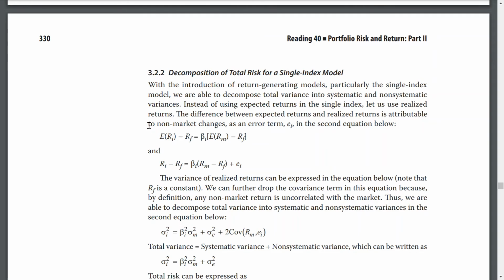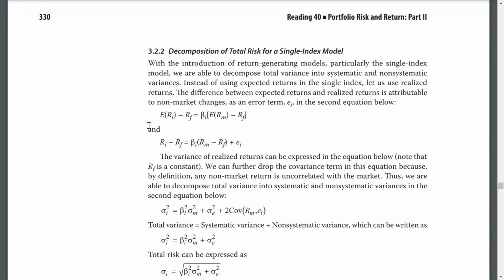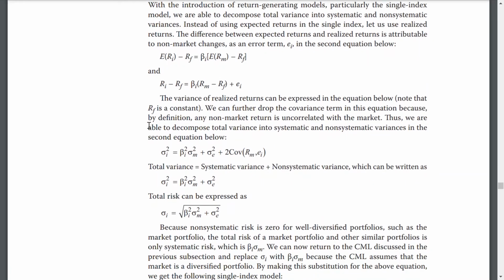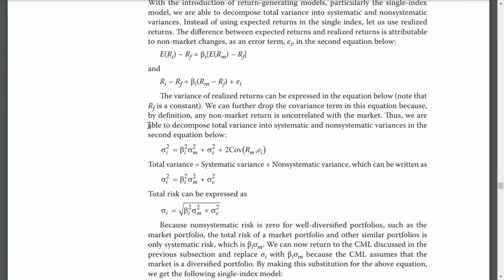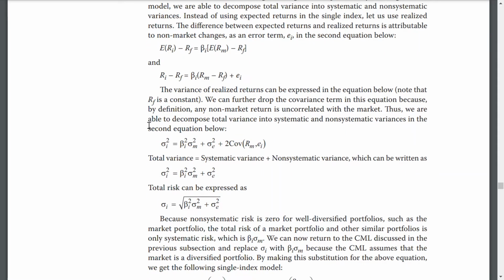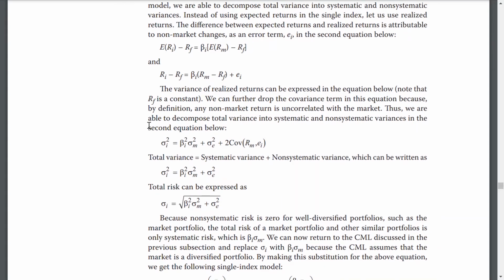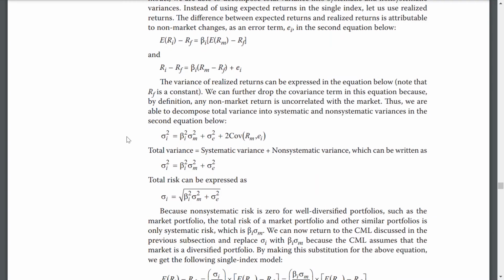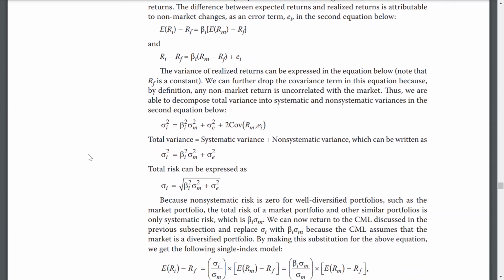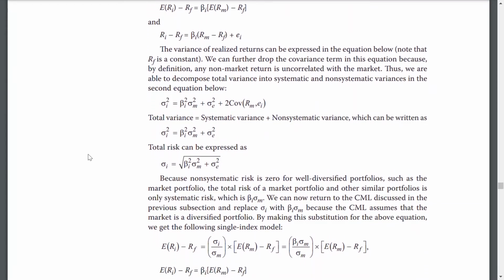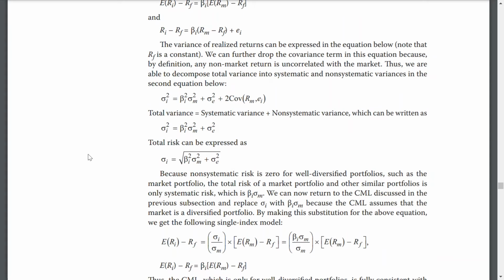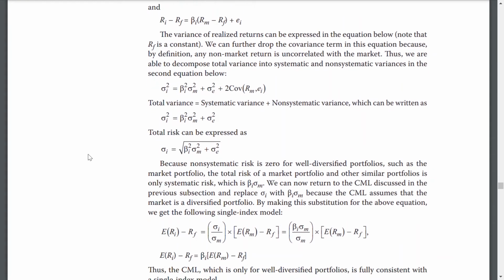The difference between expected returns and realized returns is attributable to non-market changes as an error term e_i, the second equation below. The variance of realized returns can be expressed as the equation below. We can further drop the covariance terms in the equation because by definition, any non-market returns are uncorrelated with the market. Thus, we are able to decompose total variance into systematic and non-systematic variance in the second equation.